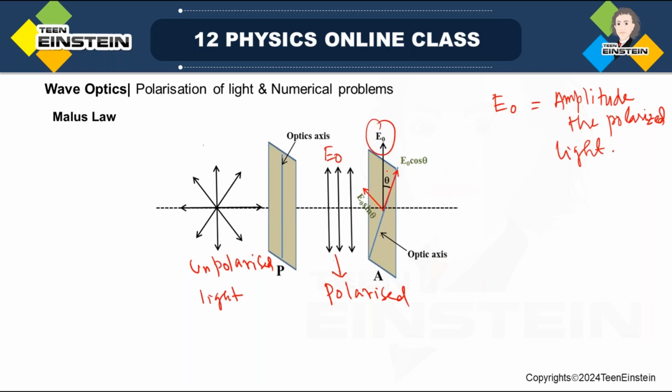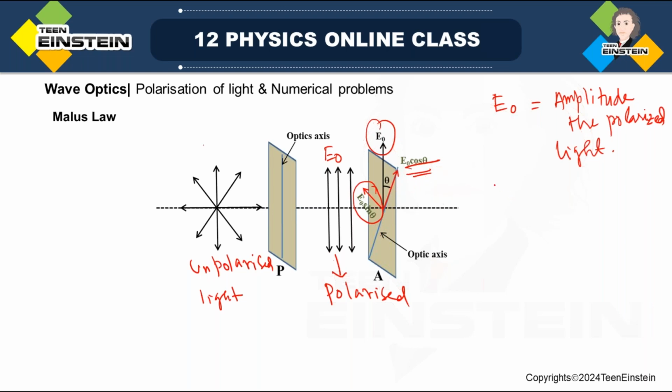Since this is the amplitude of the light E0, I can take a component of that, E0 cos theta, along the optic axis of this analyzer, and another component, E0 sin theta, which is perpendicular to the optic axis of the analyzer. This light will be absorbed, it will not pass. Only the light whose electric field vectors are parallel to the optic axis of the analyzer will pass. So E0 cos theta is the amplitude of the light.